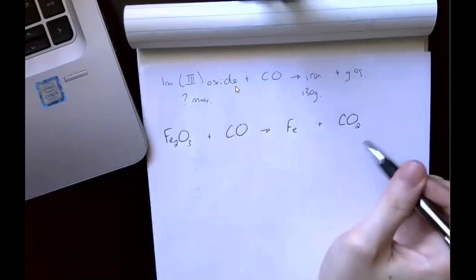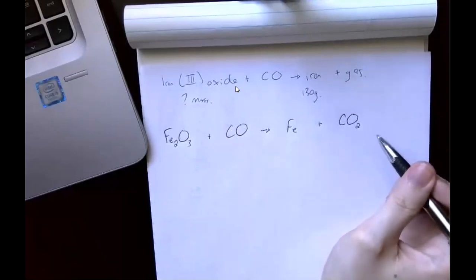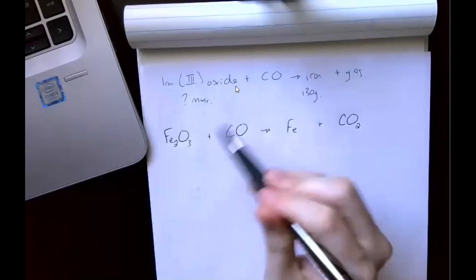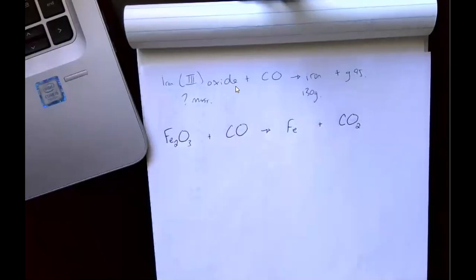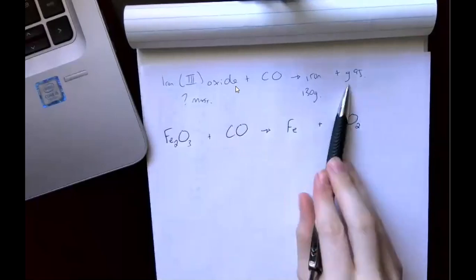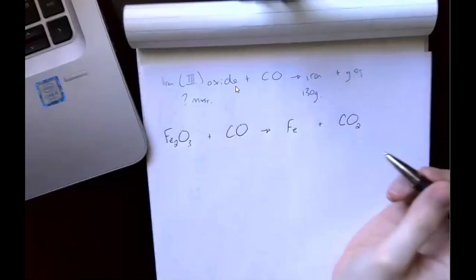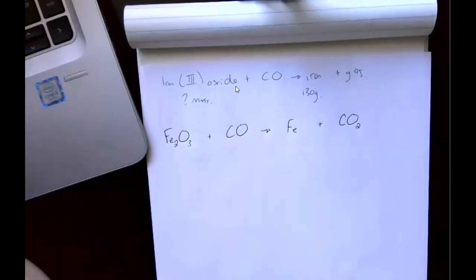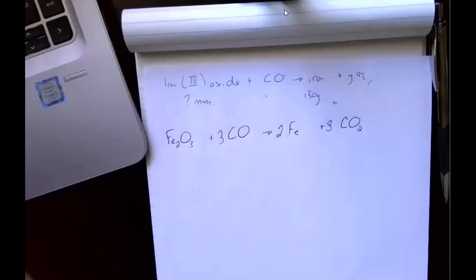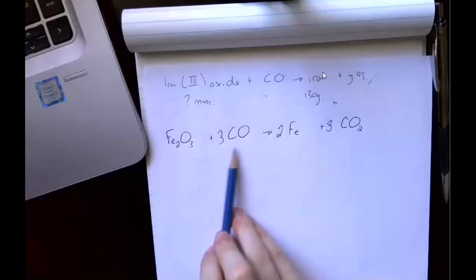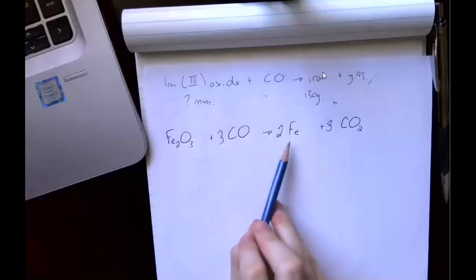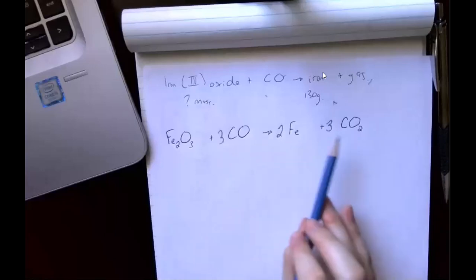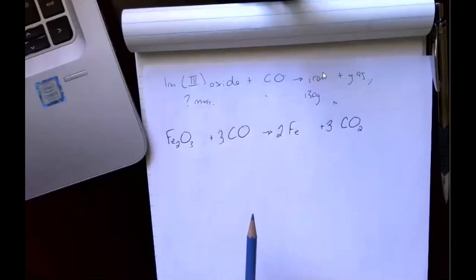Just so you know, in the questions that you're going to be doing, it's much more clear what you'll be producing than that. It won't be that tricky to figure out what's being produced. Okay, so from there, we're going to have to balance it. So this is what the balanced chemical equation will look like. I'll put a 3 in front of my carbon monoxide, a 2 in front of my iron, and a 3 in front of my carbon dioxide.